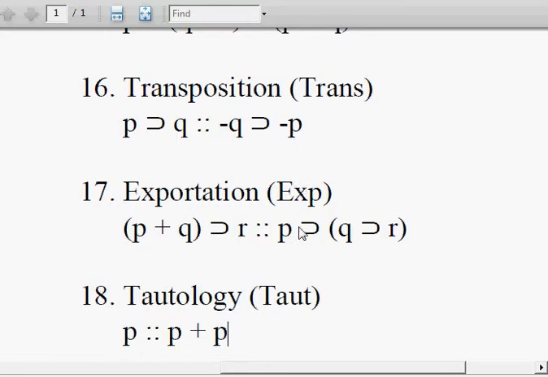The next one is exportation. Exportation is kind of an odd rule, and you probably don't use it very much. But it's basically if you have a statement like Paul and Quentin are there, then Randy will be there. That's the same thing as saying if Paul is there, then Quentin will be. Then it's the case that if Quentin is there, then Randy will be there. But if you have a P plus Q in parentheses up here, you can switch it over to that, or you can make both of these true.